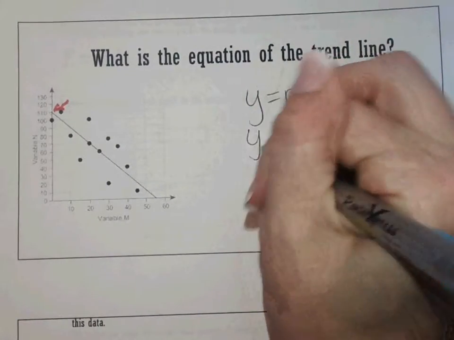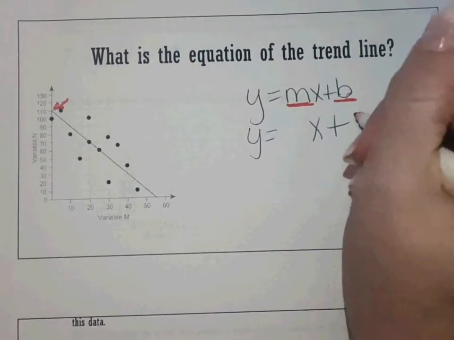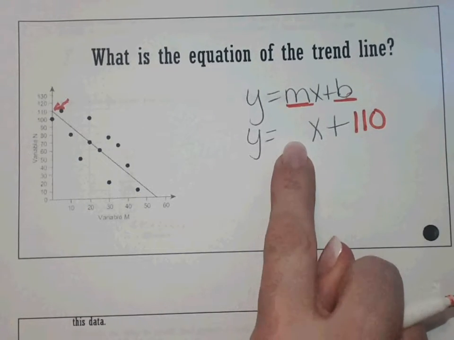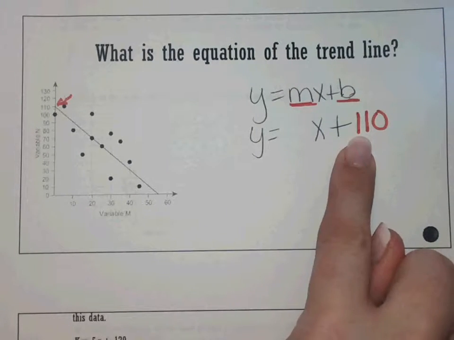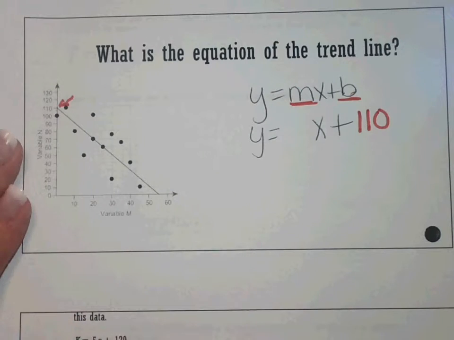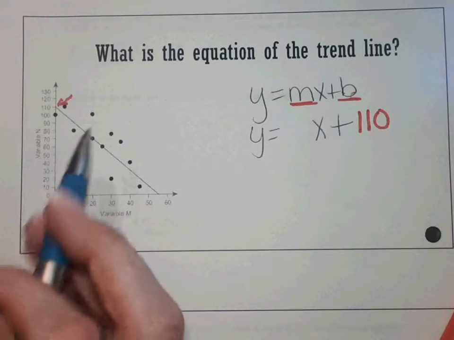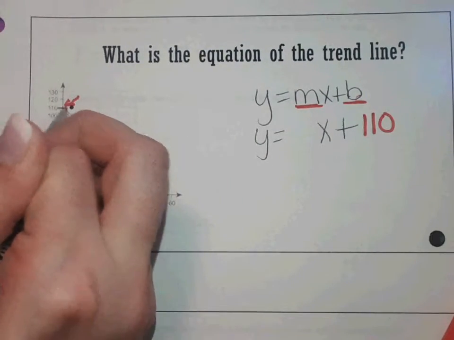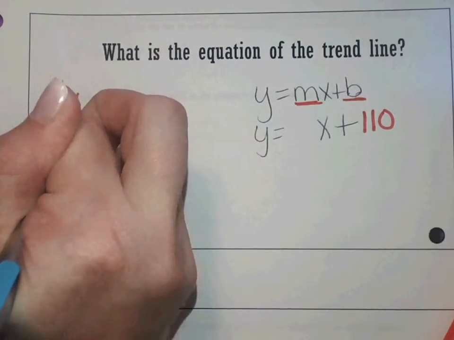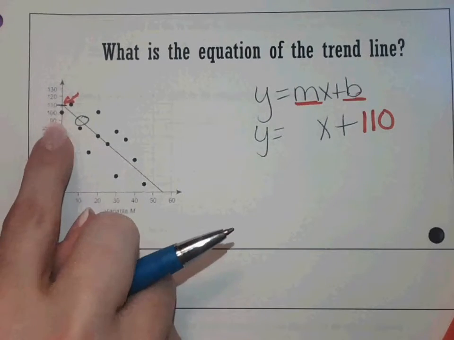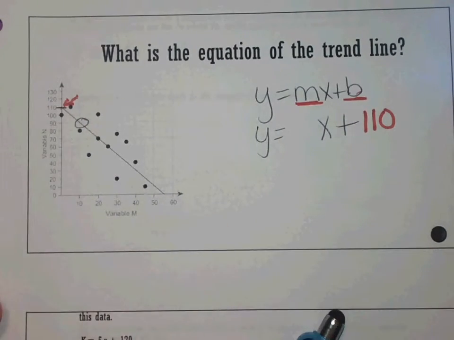So I'm going to rewrite this. Y equals the slope, we're still looking for that, x plus, and then we've replaced b with 110 because we know that is the y-intercept. Okay, so I'm going to look on my graph and see where I can find the slope. I've got a point here at my y-intercept, and I'm going to look right here. It crosses my grid lines pretty easily there.